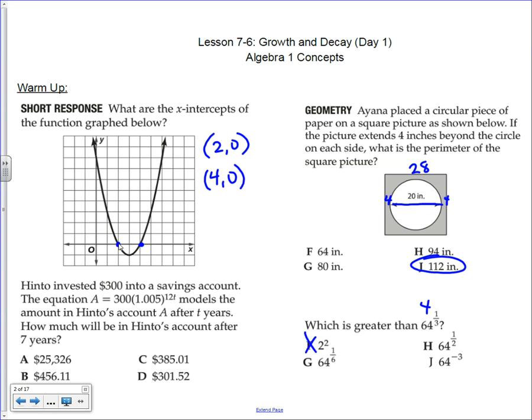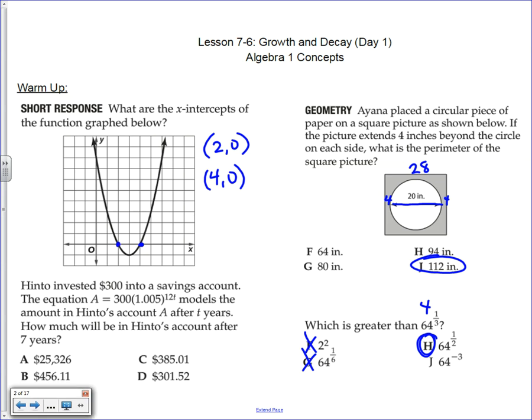No. What do we get for letter G? 2? Is 2 greater than 4? No. How about letter H? 8? Is that greater than 4? Sure is, so I don't even need to check letter J. Does anybody have any issues putting those exponents in their calculator? We're okay? All right, a last problem here.